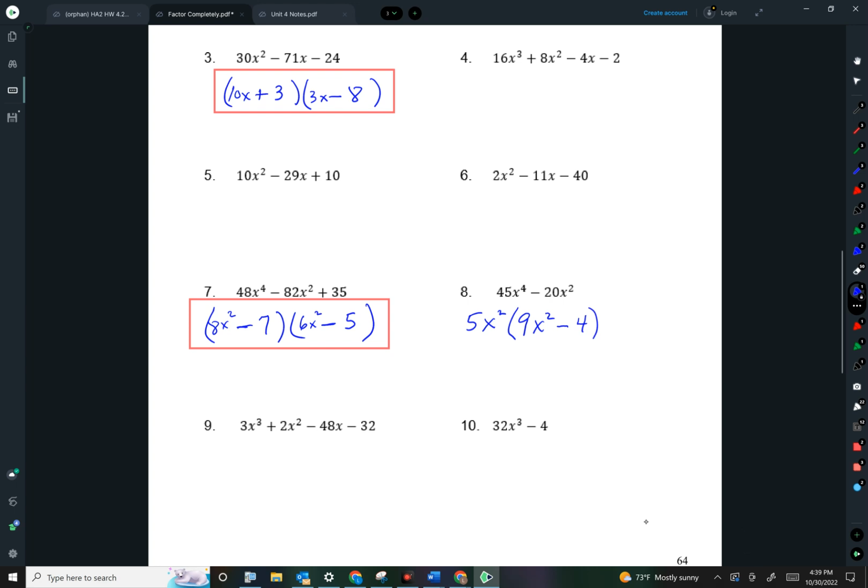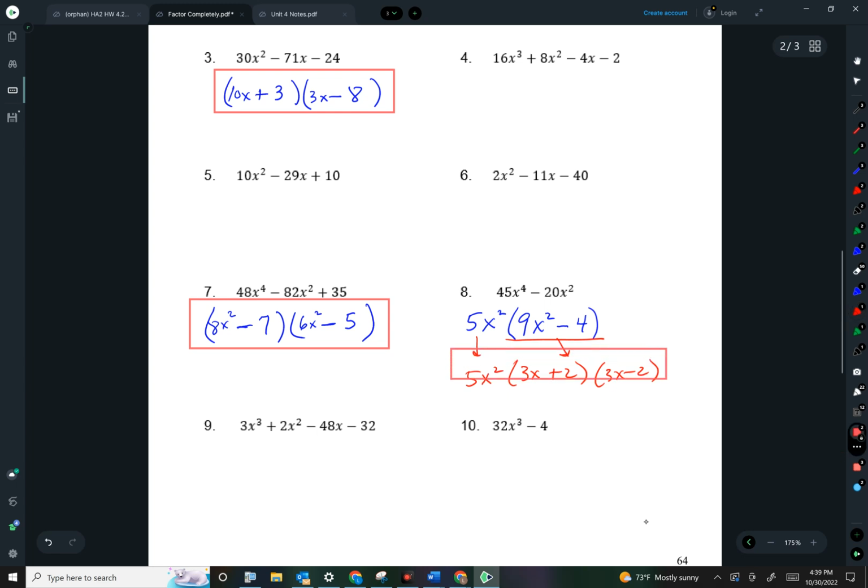Don't just call it done. Can I go any further? Well, look at that 9x squared minus 4. Isn't that a difference of squares? So the 9x squared minus 4, couldn't that turn into 3x plus 2 and 3x minus 2? So that turned into those 2 parentheses. Don't forget to bring the 5x squared down to be a part of your answer. So when it's factored completely, not only was there a common factor, but we also had difference of squares. So in this case, we had 2 different types of factoring.